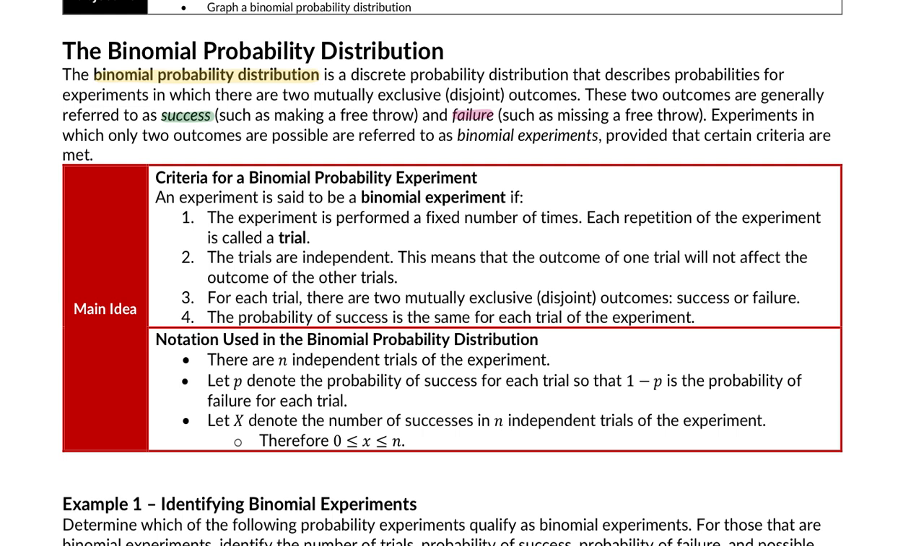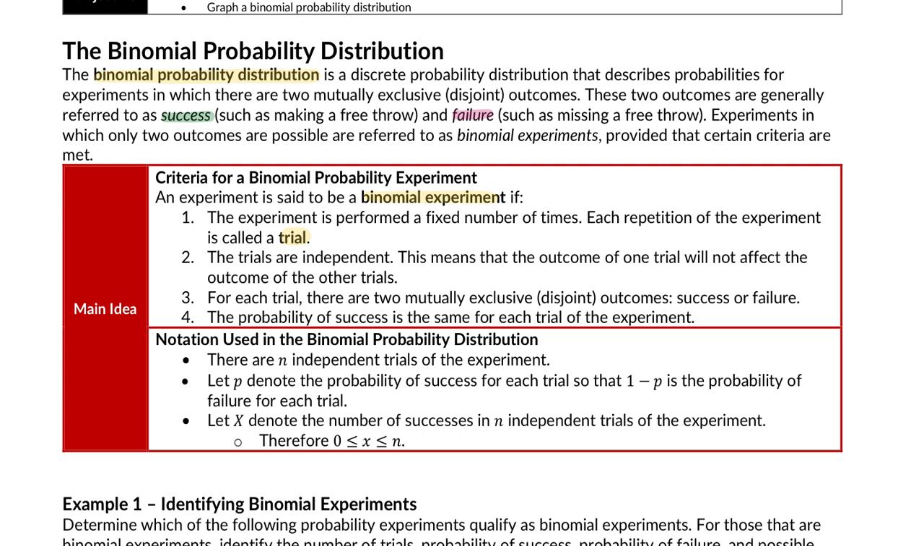An experiment itself is said to be a binomial experiment if the following things occur. If the experiment is performed a fixed number of times, so you say, I'm going to flip this coin 10 times, or I'm going to shoot 10 free throws. And each repetition of the experiment is going to be called a trial. So if I'm shooting 10 free throws, you have trial 1, trial 2, trial 3, trial 4, on and on.